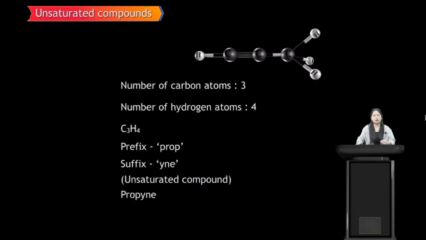So this is how you can name different carbon compounds by using the correct prefix and suffix. The prefix will change depending on the number of carbon atoms present in the compound. The suffix will change depending on whether there is a single bond, double bond, or triple bond in the compound.